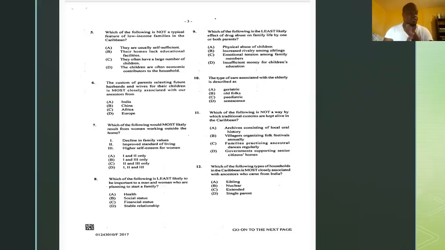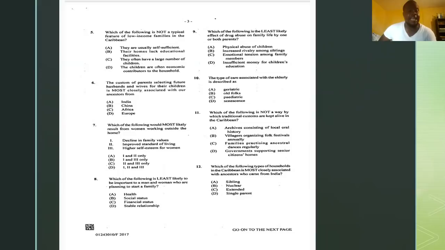Good? This happens in China and it happens in India. But remember, with multiple choice, we're looking for the best possible answer. Even though it happens in China and India, it's more large scale in South Asia. And if you look on the map, South Asia is India. So it happens predominantly in India. So the answer for number 6 is A, India. Good. Number 7, which of the following would most likely result from women working outside of the home?